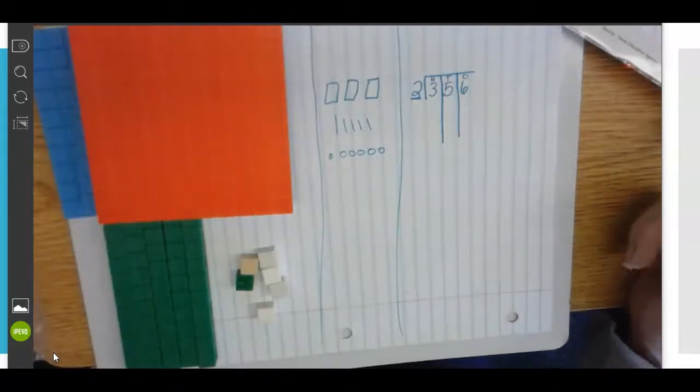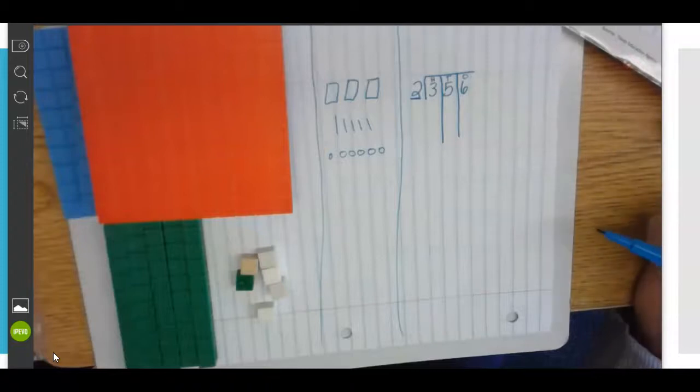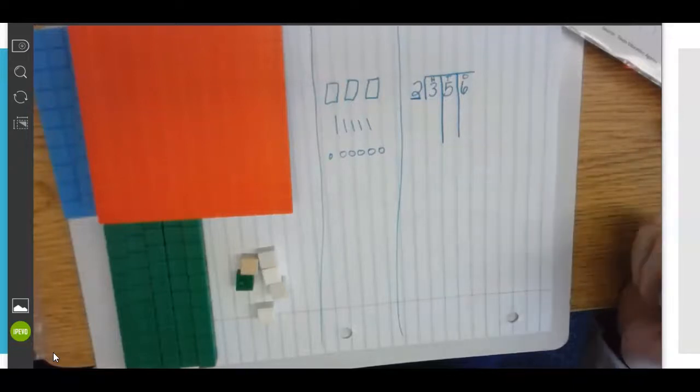So, first thing I let students know is that division works backwards than what you're used to. Most of the time, we start from the lowest place value with addition and subtraction. In division, you actually start with the highest place value. You're dividing the highest place value first.